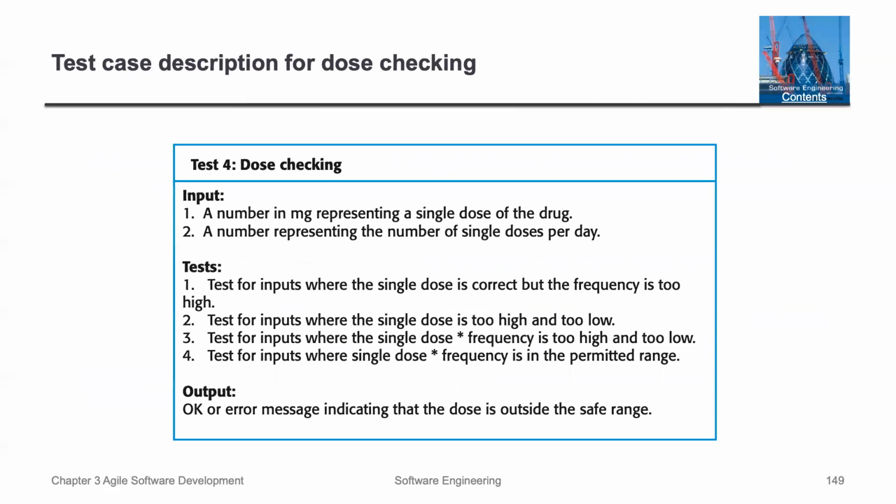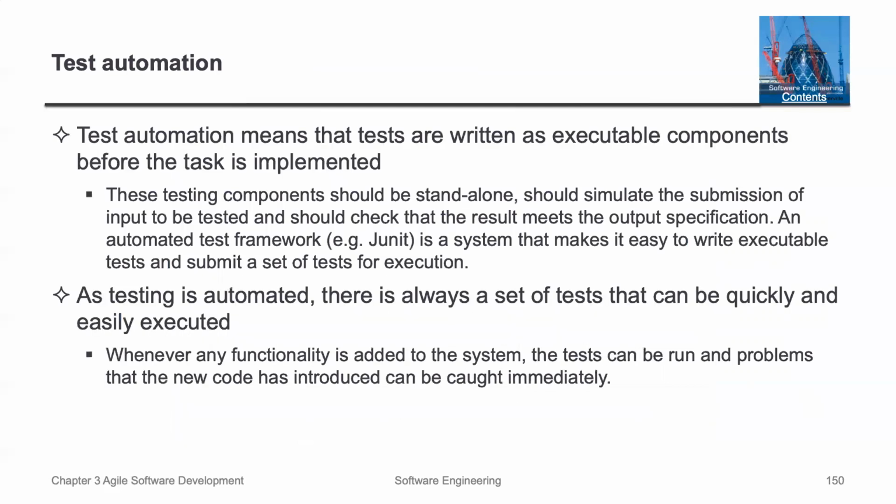So in terms of test case description for dose checking, we're going back to that similar example that we mentioned before. So here are some of the specifics that might be considered for dose checking. You have the inputs, you have the tests that would be performed, and then you have the outputs of what's going to come out of that when you're doing that dose checking.